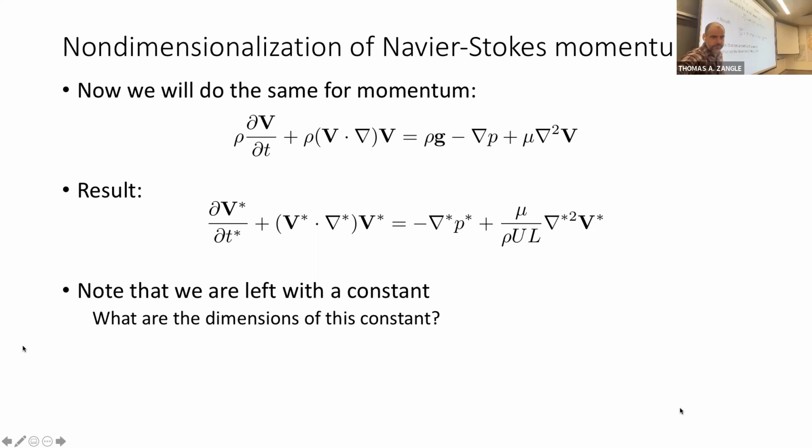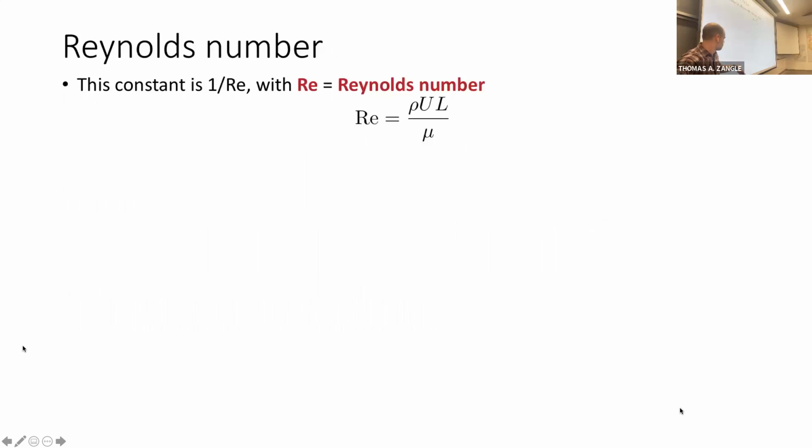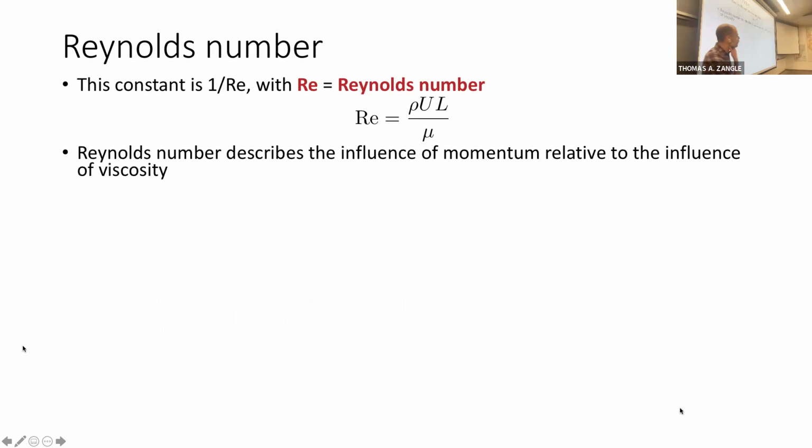Yeah, so we're left with a constant. This constant is dimensionless, and it's Reynolds number. I probably should have gone here for the definition of Reynolds number on my next slide. So it's the influence of momentum relative to the influence of viscosity, right? Rho u tells us about the momentum of a fluid parcel. Mu over L tells us about the viscous effects, the viscous drag on that fluid parcel.